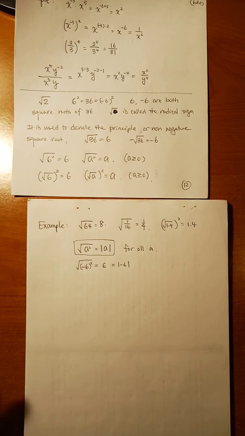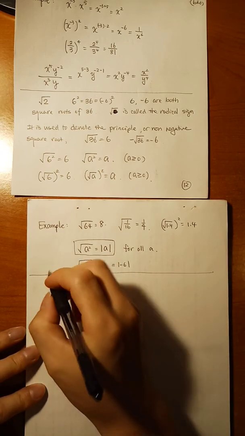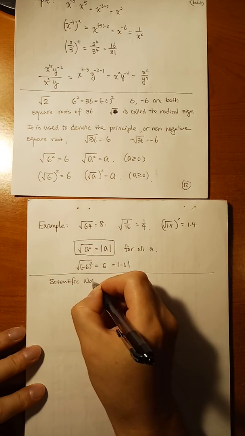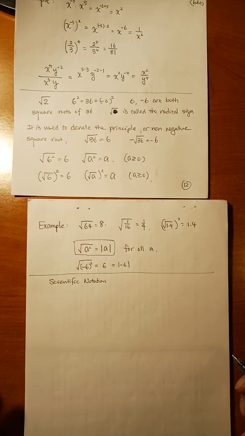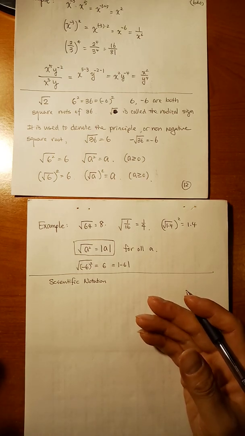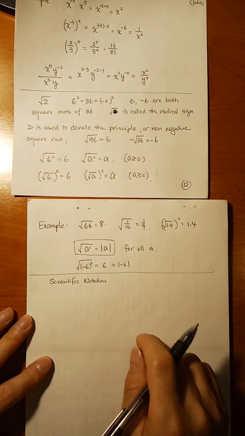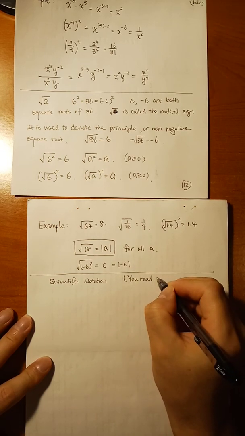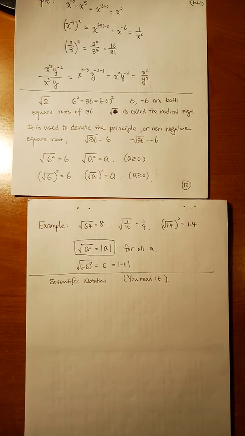And next part, they have so-called scientific notation. Scientific notation is about the usage of 10 to a certain power. Possibly this is the only place you see scientific notation in this textbook, so you read it. I will skip it. I will not discuss it. It's just a notation, a way of writing.